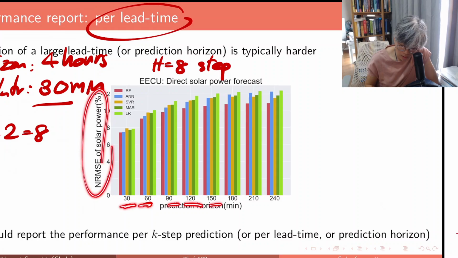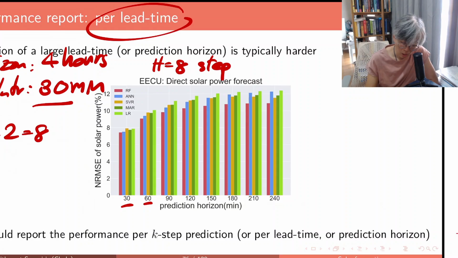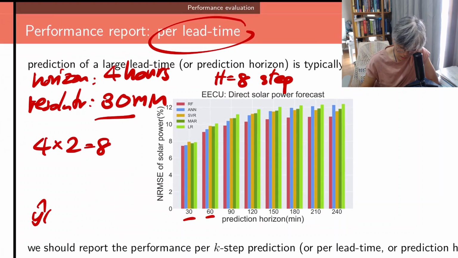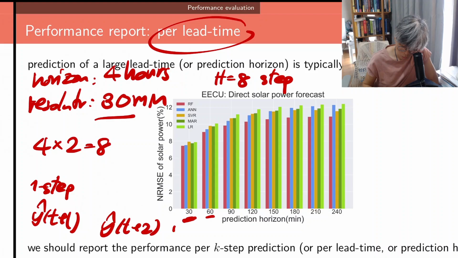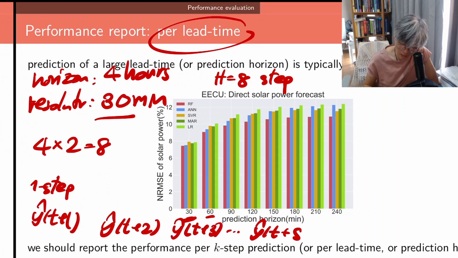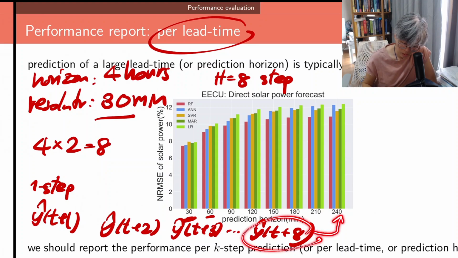So the second way of looking at the performance metric is to calculate the error according to the lead time. In this plot, your y hat t plus 1, the first lead time or the first step, is going to be at 30 minutes. And you're going to have y hat t plus 2, y hat t plus 3, and so on up to y hat t plus 8, which refers to the lead time of 240 minutes, so this is 4 hours.